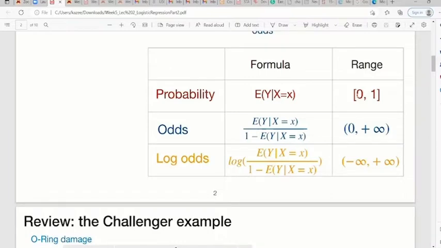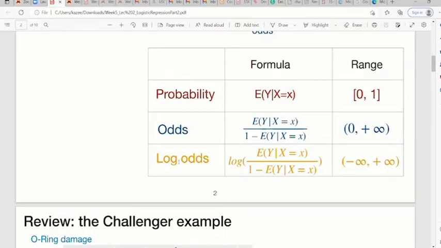But when we're talking about odds, odds is more or less the ratio of the probability of success to the probability of failure. And of course, success and failure are mutually exclusive. You know that, right? And the range of the odds ratio is basically from 0 to infinity.